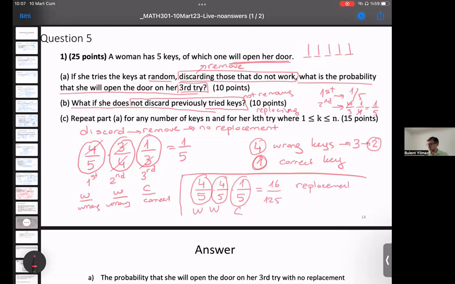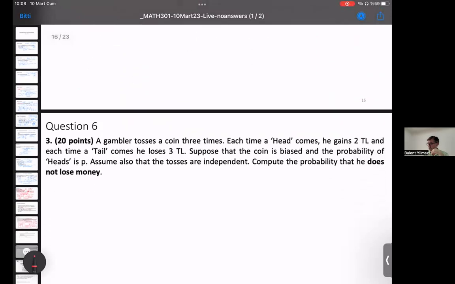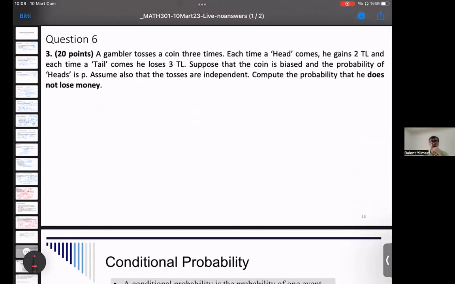Okay. So this is called replacement. This is replacement. Here there is no replacement. There is replacement. Geri koymak. Geri koymamak. Okay. No replacement and replacement. Okay, so I'm skipping the third part. I want you to do it on your own. Let's go to the next question.